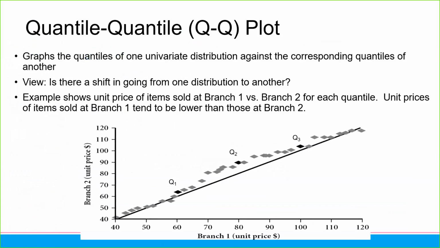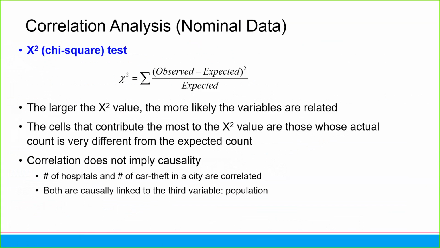After we learn about the QQ plot, we need to understand also some other basic statistic. We call it the correlation. In this section, we have the correlation analysis on the nominal data.